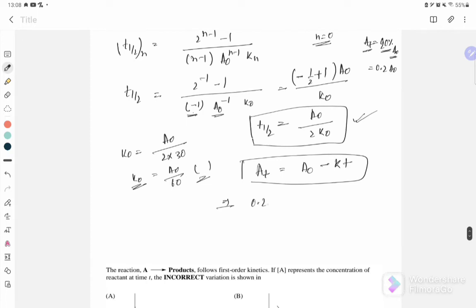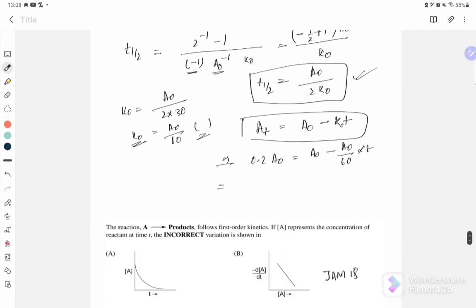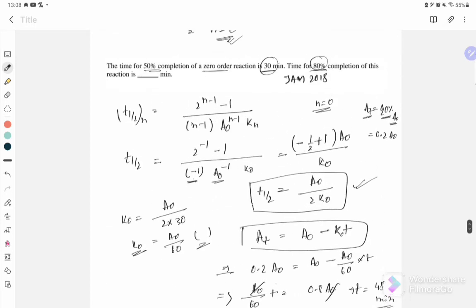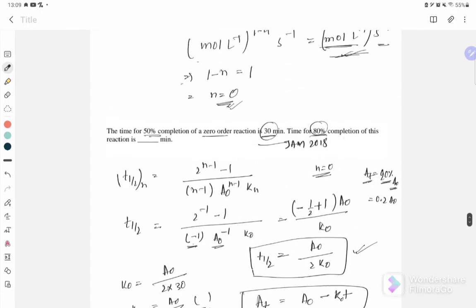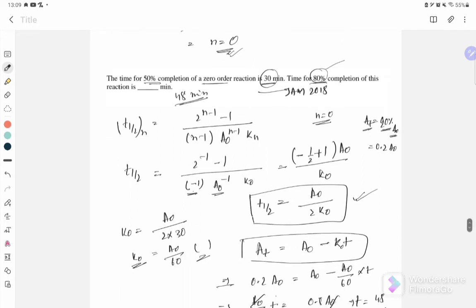So 0.2 A0 is equal to A0 minus k0, that is A0 by 60 into t. So that will be A0 by 60 into t is equal to 0.8 A0. So A0 cancels out, so t will be 48 minutes, because minute is the unit in the equation. So for 80% completion we need 48 minutes. Okay, this is our answer.